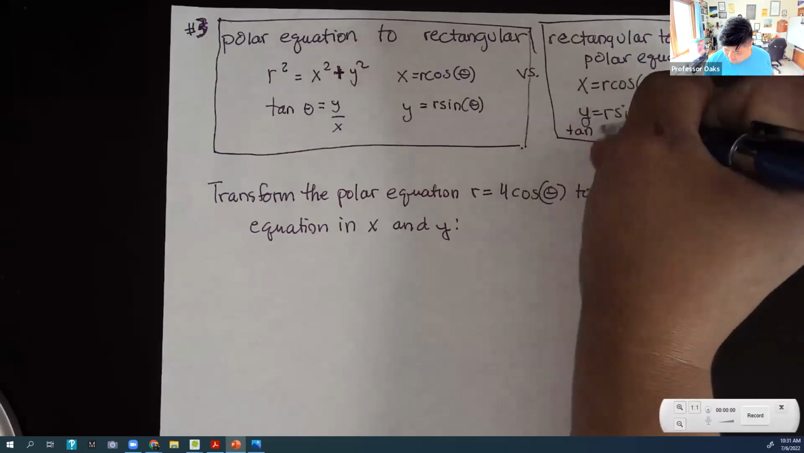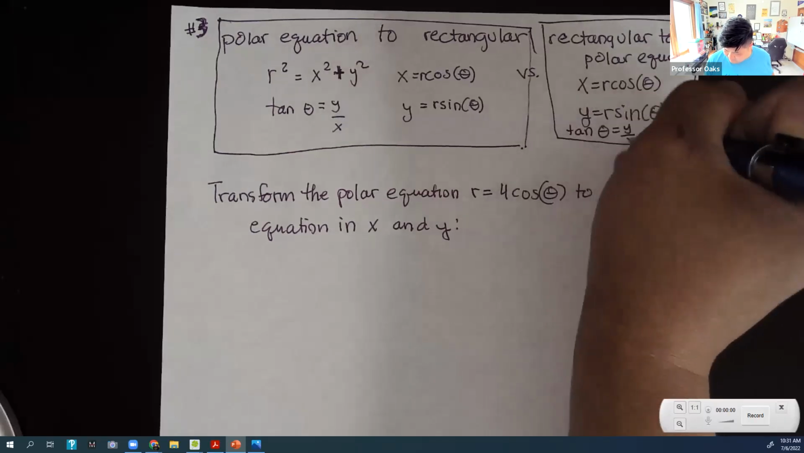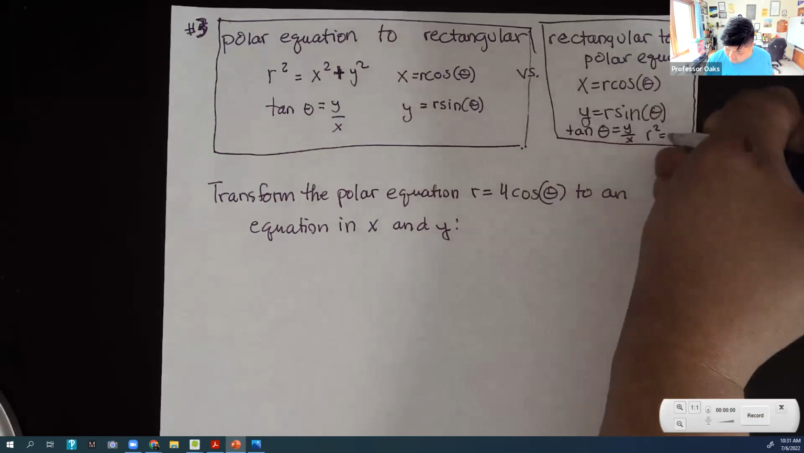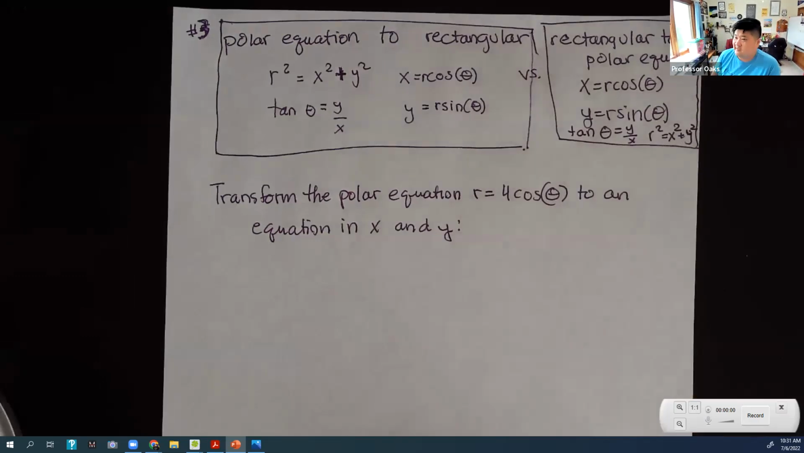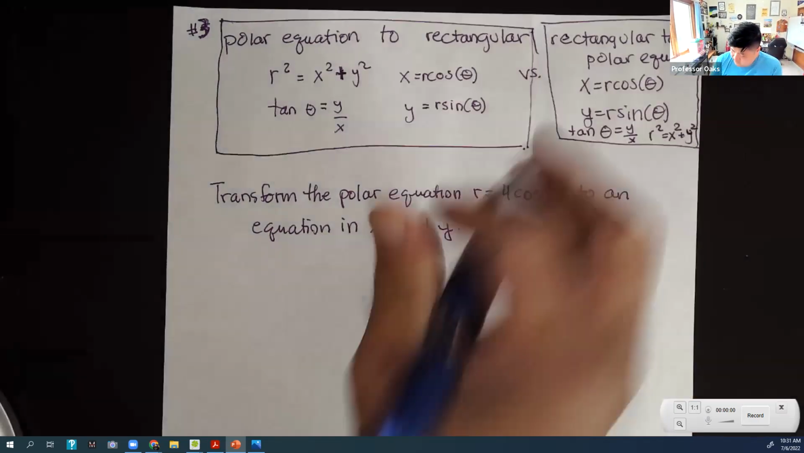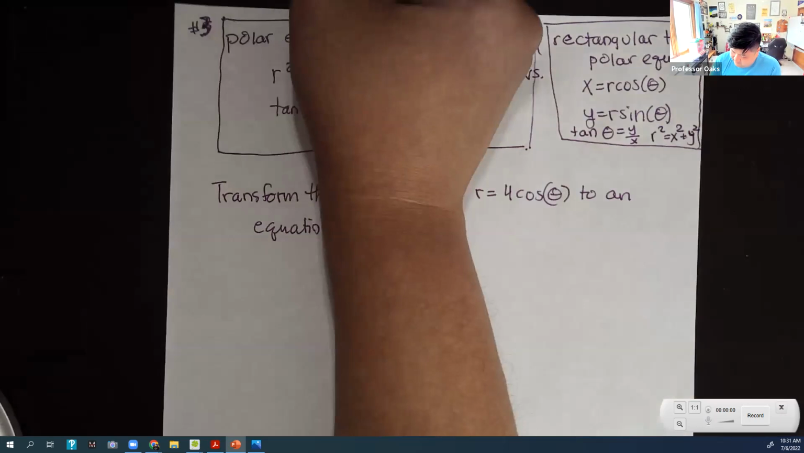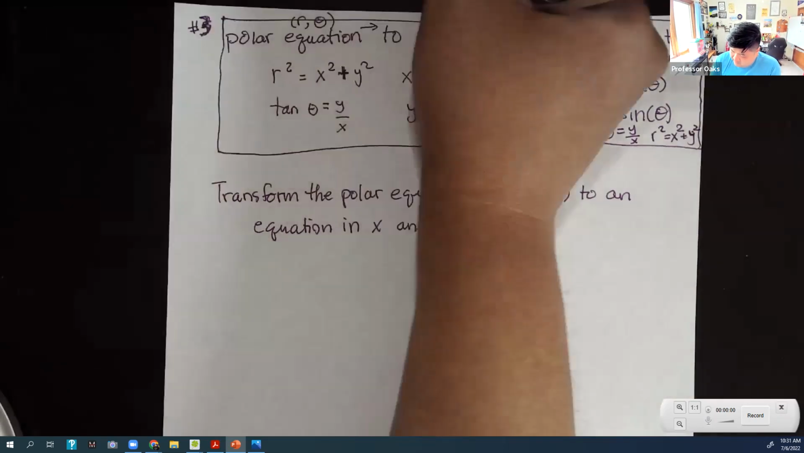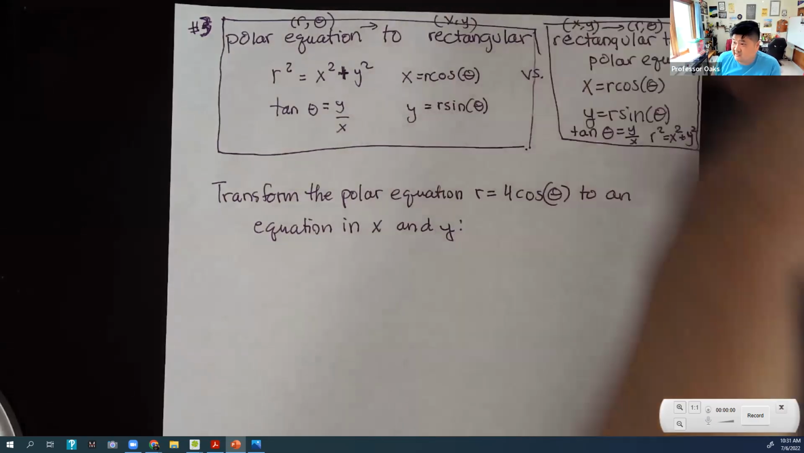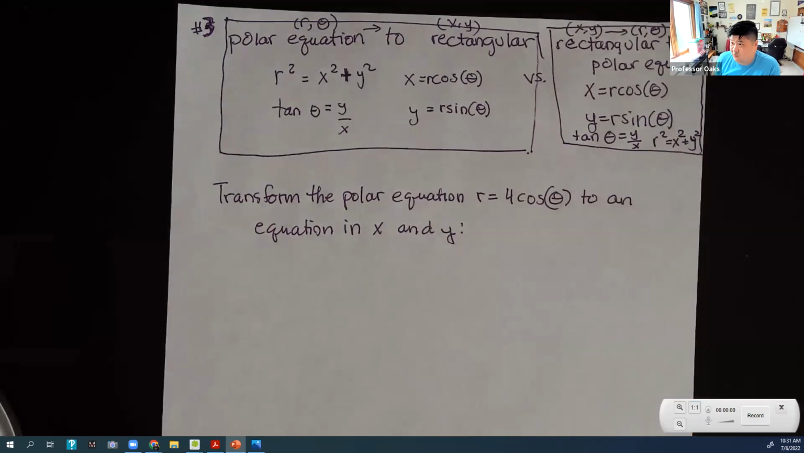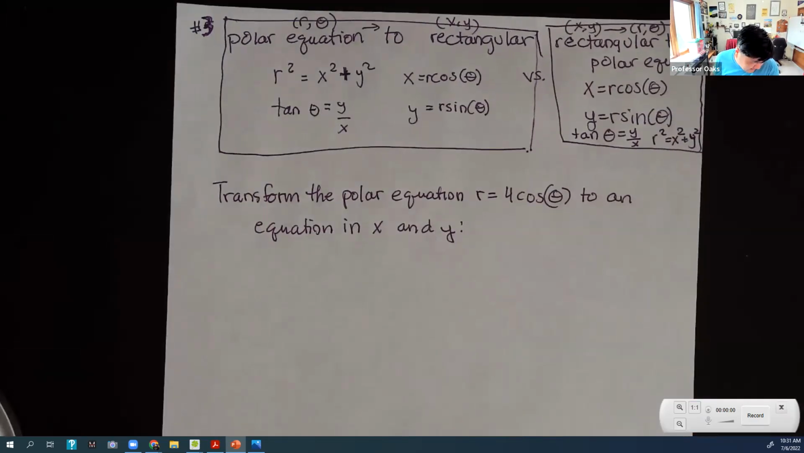I don't know why I said that they were different boxes, but you just have to pay attention, like I said, to which one you're doing. So this one is going from r theta to the x y's, and this one is going from x y to r and theta. So the strategy is fairly similar. You just have to look for what is going on here.